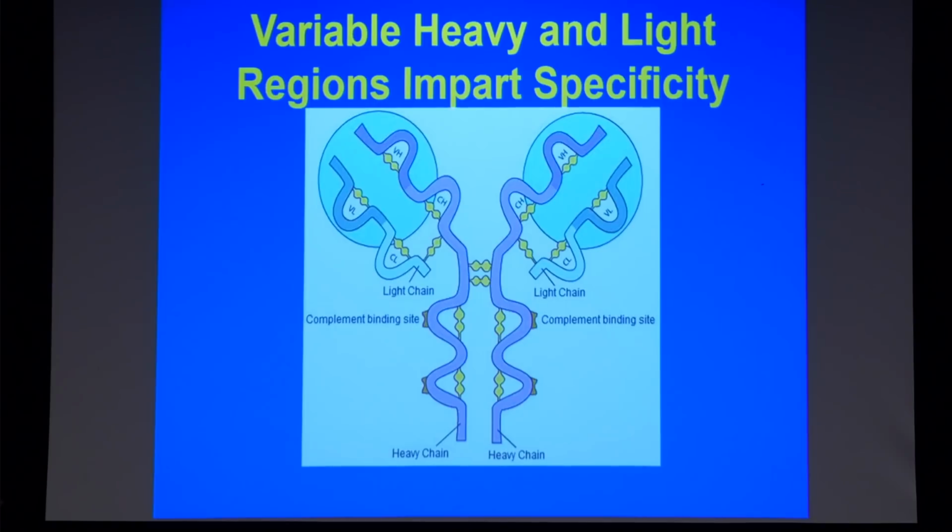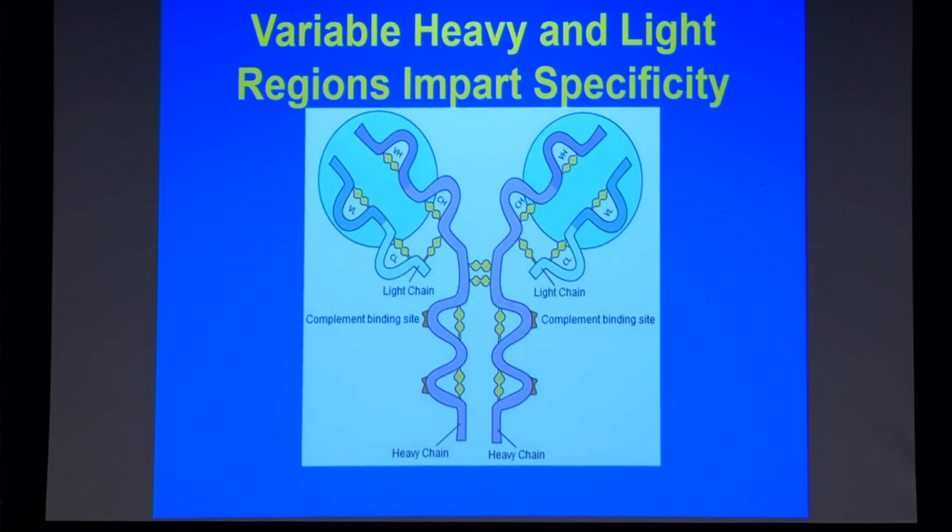This is a two-dimensional image of the antibody that I drew on the board. In purple are the heavy chains. These two heavy chains are identical to one another. In blue are the light chains. The two light chains are identical to one another. The heavy chains are tied one to the other by disulfide linkages. The light chains are tied to the heavy chains by disulfide linkages.